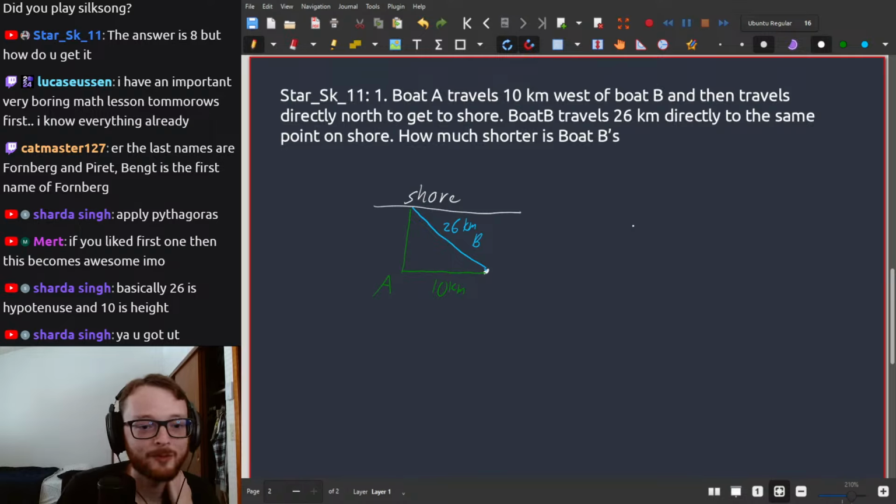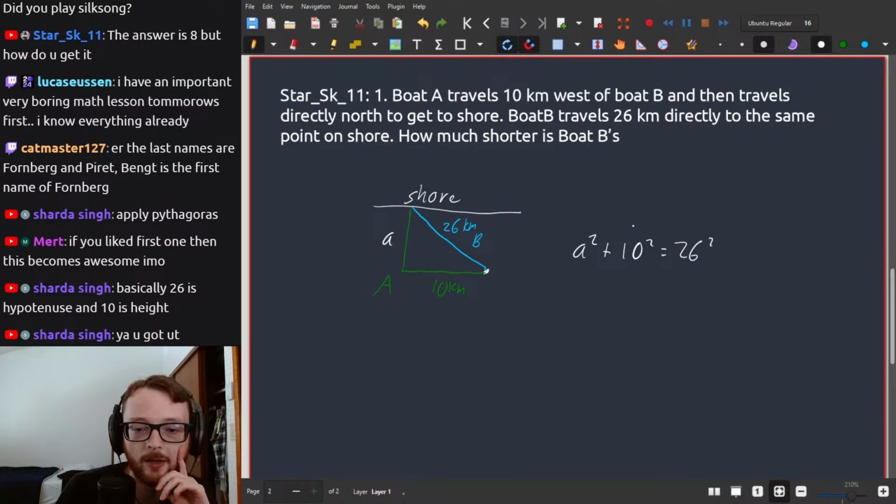Now the main thing that's left to do is figure out what this last side of the triangle is, because that's going to be the distance that boat A travels. This side plus 10 is however long boat A traveled. We already know how long boat B traveled. That's just given to us as 26. So for now I'm just going to call this small a. And so by the Pythagorean theorem, we know a squared plus 10 squared is equal to 26 squared.